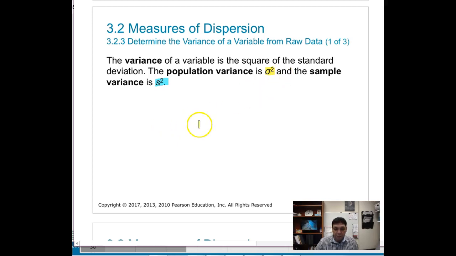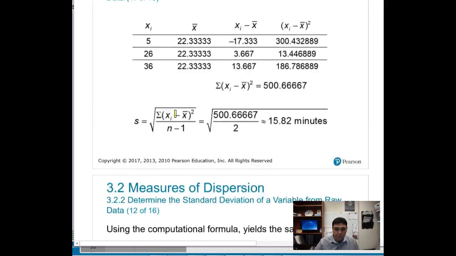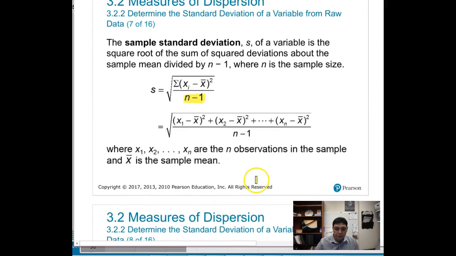And the reason some people prefer the variance, because it's the squared part, is if you get back to the formula for standard deviation, it involves a square root. So mathematicians and statisticians don't like square roots, so they square it in terms of having to do calculations. But there's more to that.